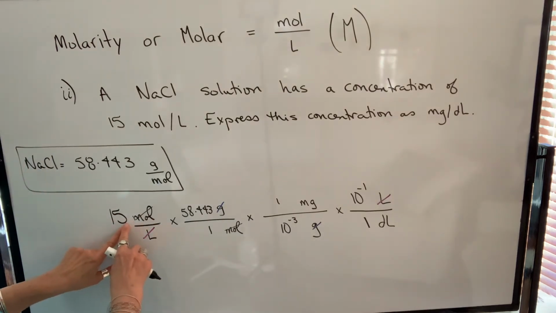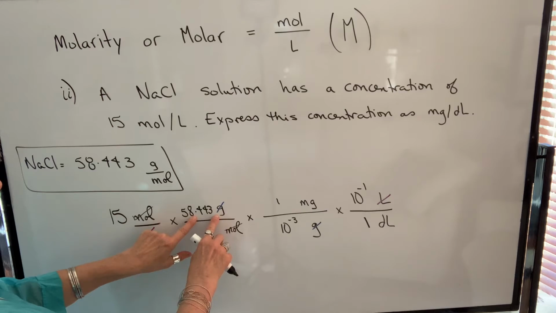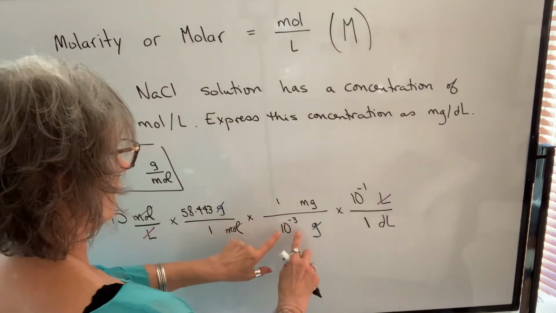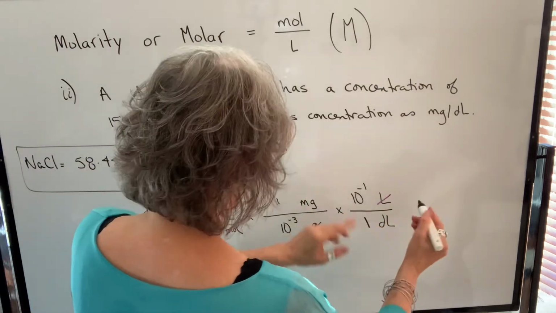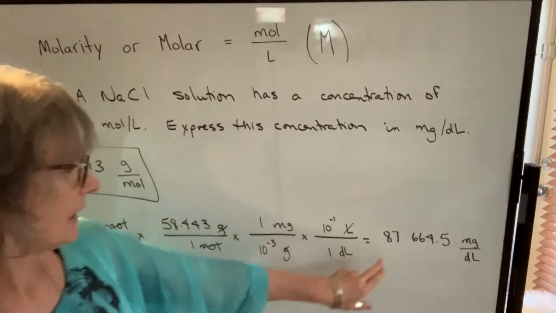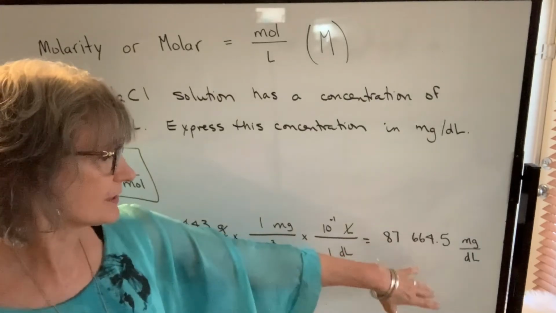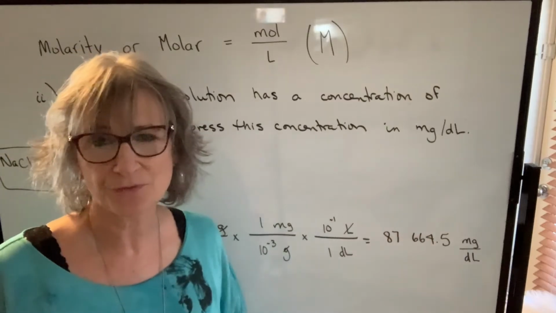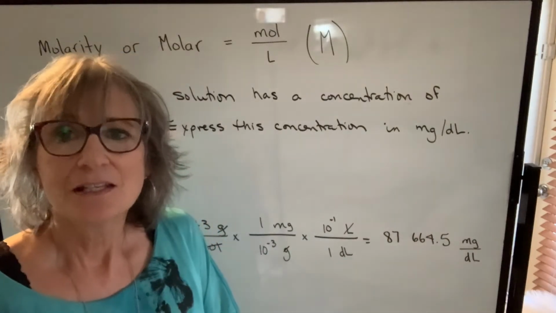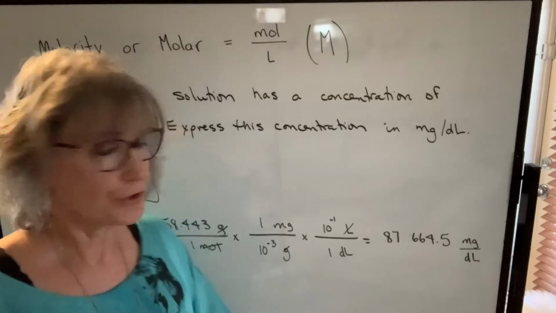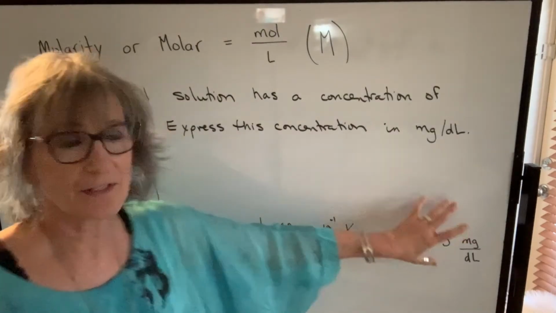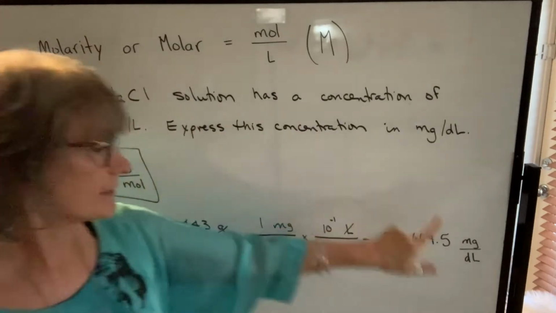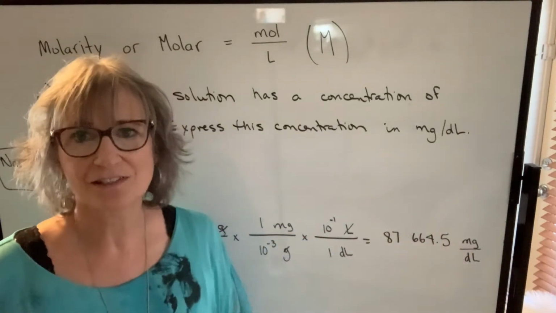We're going to take 15, we're going to multiply by 58.443, we're going to multiply by 10 to the negative 1, we're going to divide by 1, divide by 10 to the negative 3, divide by 1, and the answer is 87,664.5 milligrams per deciliter, which you can then round off according to the rules of significant digits. The solution is the same concentration, it's just expressed in a different unit than it was originally. It was given in 15 moles per liter. This is what it's equivalent to in milligrams per deciliter.